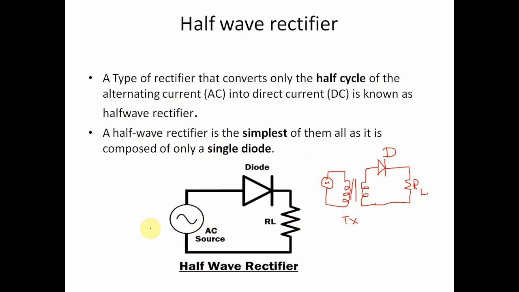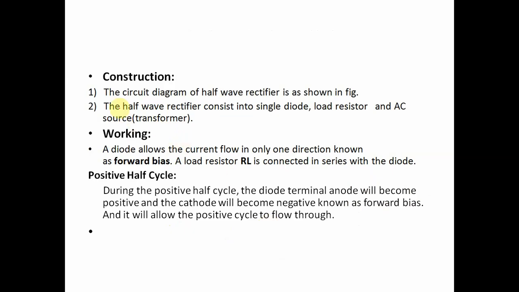This is the construction diagram of the half wave rectifier. In this diagram, the AC source is generated from the transformer. The circuit consists of the AC source, a diode and a load resistance RL. The circuit diagram of the half wave rectifier is as shown in the figure: a single diode, load resistance RL and the AC source from the transformer.